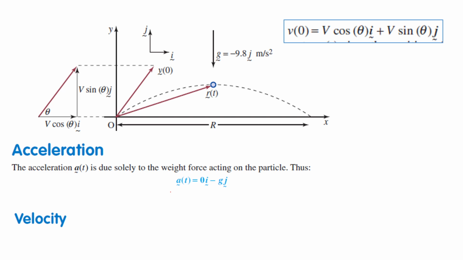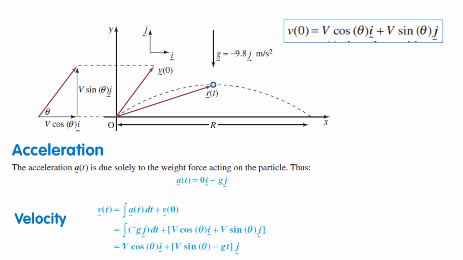So acceleration is a function of time. We're looking at acceleration in a plane, which has just the j component, negative g j, and velocity, of course, is the antiderivative of that. So if we antidifferentiate that, and then we also appreciate that our initial velocity is given by capital V for the initial speed of projection, theta for the angle of elevation. There are its 2 components as broken into the i's and j's. And when we put it all together, we get a generalized expression for velocity as a function of time.